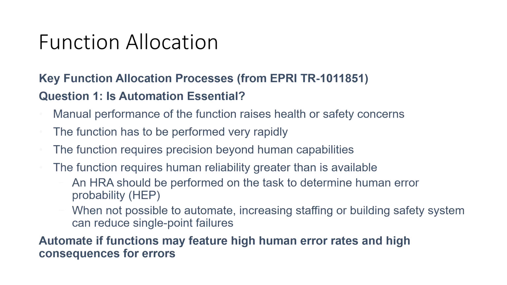So typically you want to automate, right? The fundamental takeaway: if functions may feature high human error rates and high consequences for errors, look back to what are humans good at? What are we not good at?